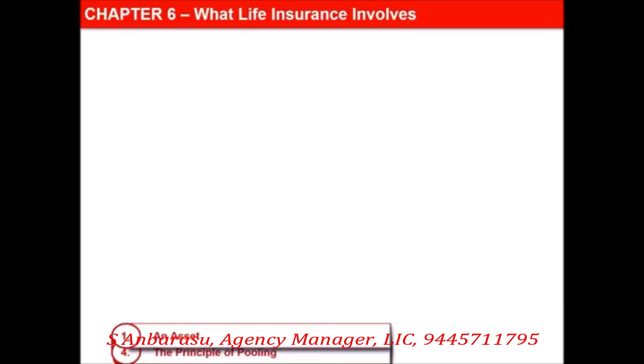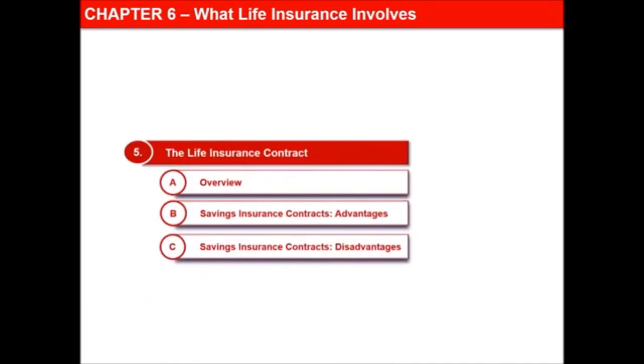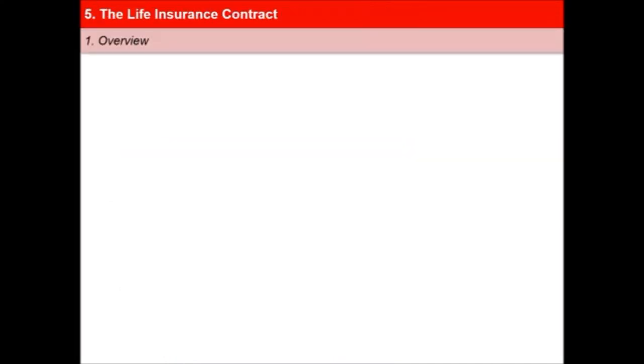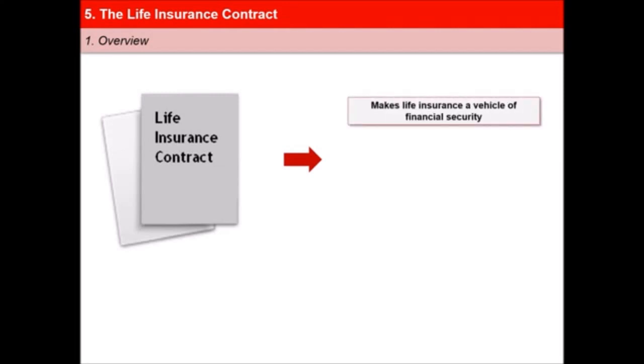In this last video of the lesson, What Life Insurance Involves, you will learn about the life insurance contract. Here we will learn about advantages and disadvantages of savings insurance contracts. The final aspect of life insurance is the contract. Its significance comes from the term sum assured. This amount is contractually guaranteed, making life insurance a vehicle of financial security.